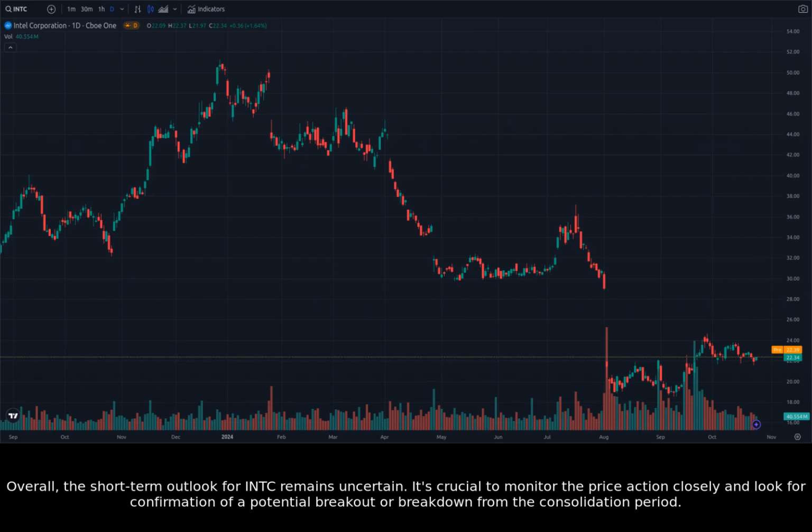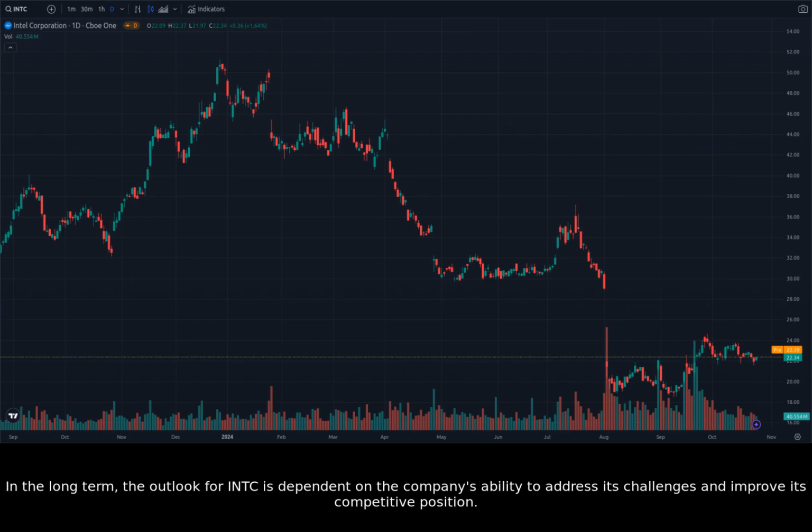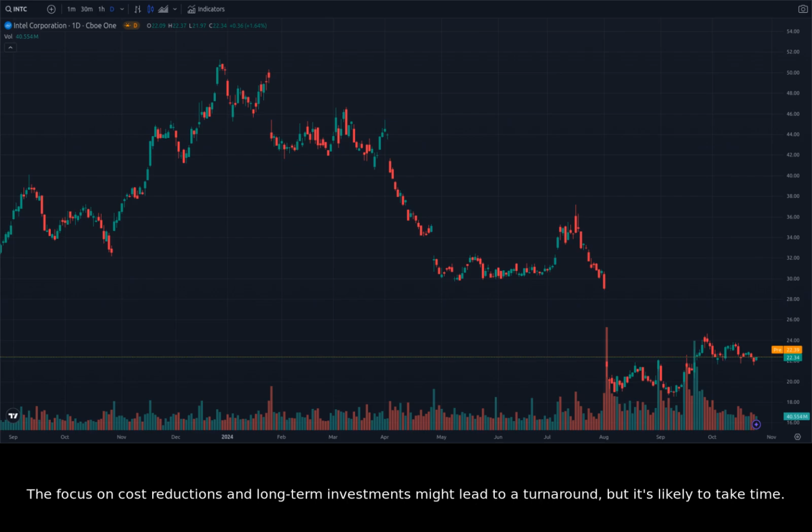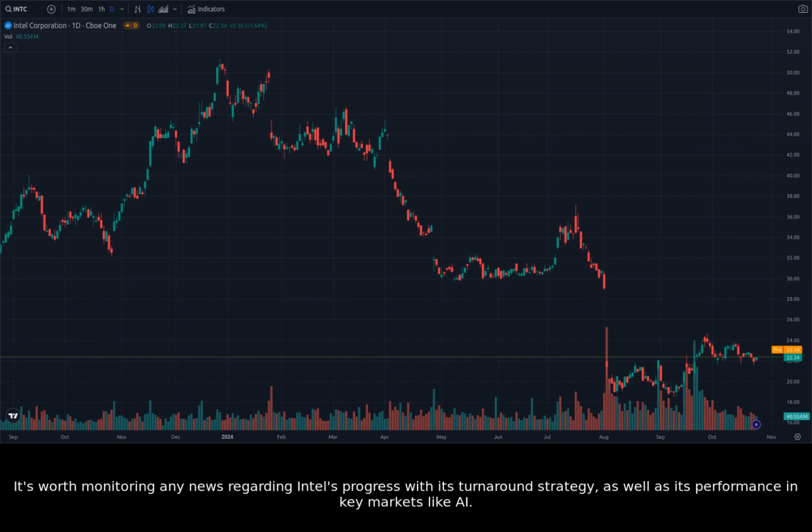It's crucial to monitor the price action closely and look for confirmation of a potential breakout or breakdown from the consolidation period. In the long term, the outlook for Intel is dependent on the company's ability to address its challenges and improve its competitive position. The focus on cost reductions and long-term investments might lead to a turnaround, but it's likely to take time. It's worth monitoring any news regarding Intel's progress with its turnaround strategy, as well as its performance in key markets like AI.